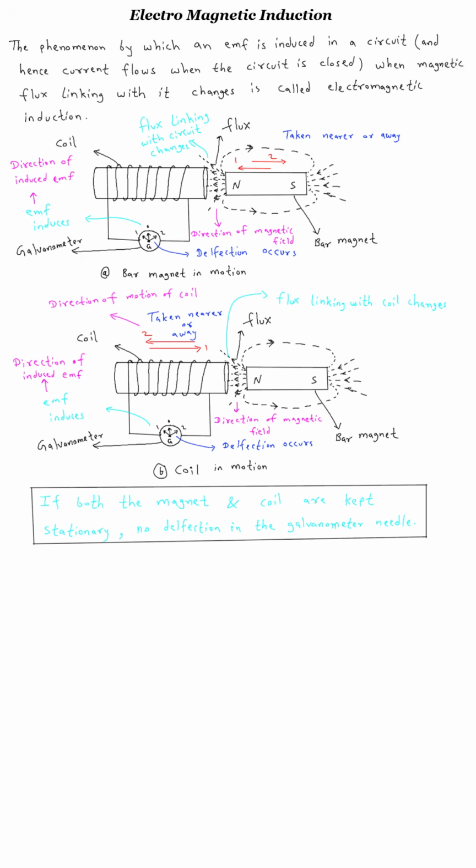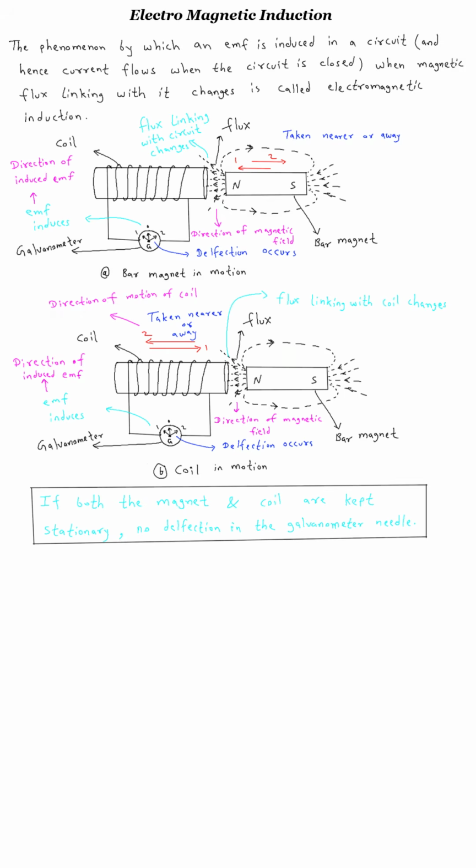This induced EMF pushes the charges in the wire, generating a current. This current is detected by the galvanometer, which shows a deflection in its needle. The direction of deflection depends on whether the magnet is approaching or moving away from the coil.